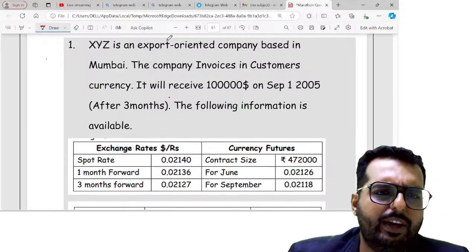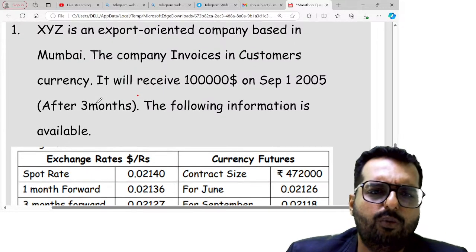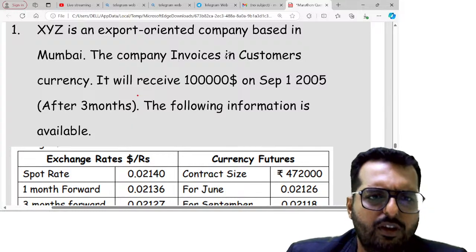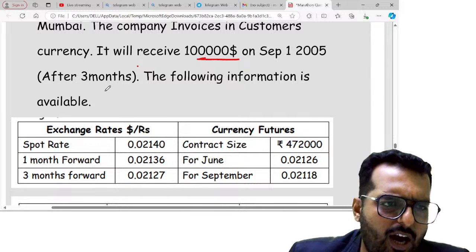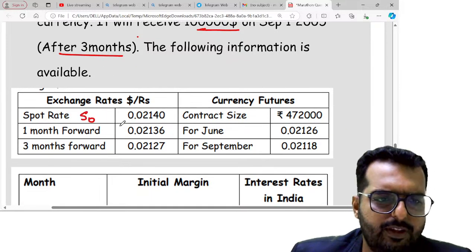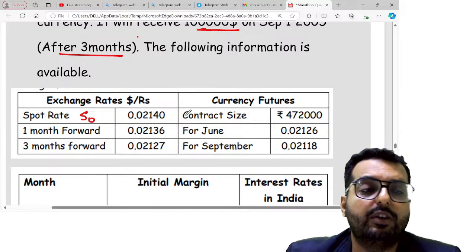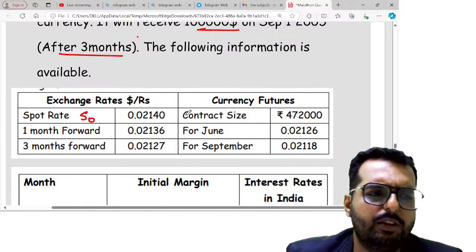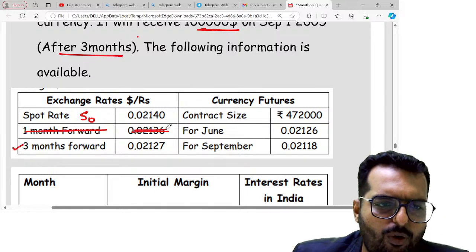XYZ is a company based in Mumbai and it invoices its customers in the customers' currency, that is dollars. So 1 lakh dollar is receivable after how many months? 3 months. This is your spot rate. Now they have given 1 month forward and also 3 months forward. What is relevant over here, friends? 3 months forward is relevant. So 1 month forward is not relevant.